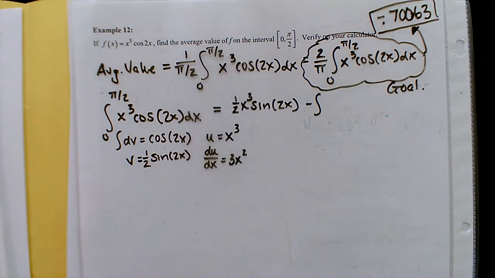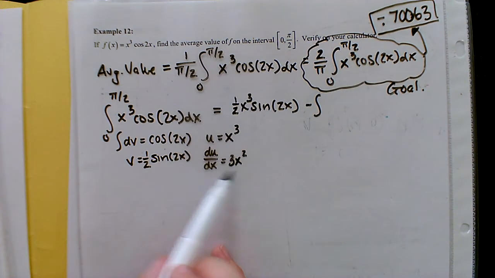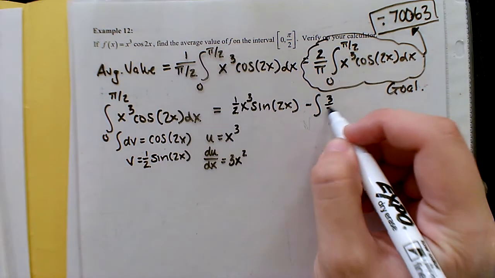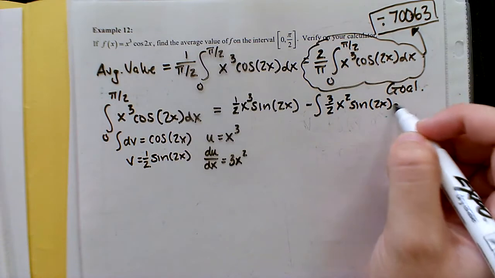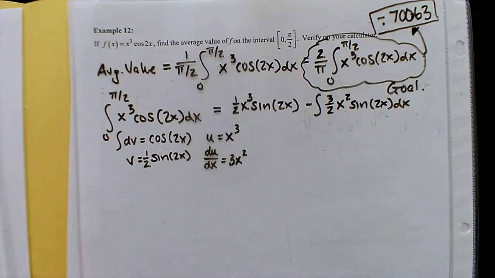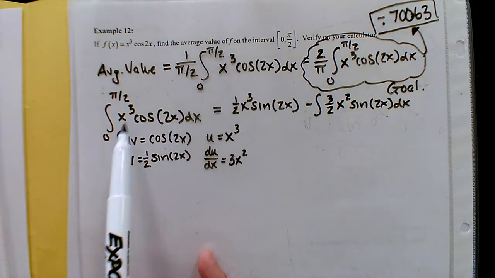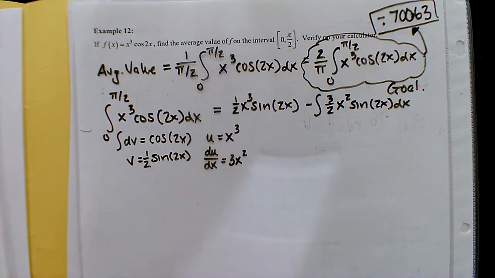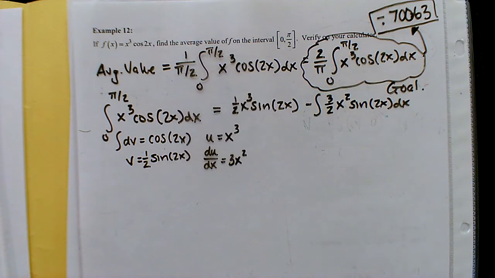Minus the integral from 0 to pi over 2, if you want to go ahead and write that in there, of v du. We have to multiply the dx over, but I think we can do that. So if we did v du, that would be 3/2 x squared sine of 2x dx. So in solving this original integral that was supposed to represent the average value, we just didn't write the pi or 2 over pi out front. We should be able to integrate this new integral more easily.